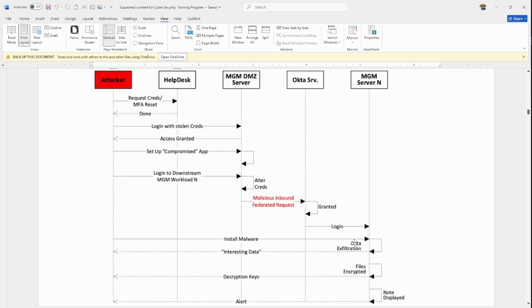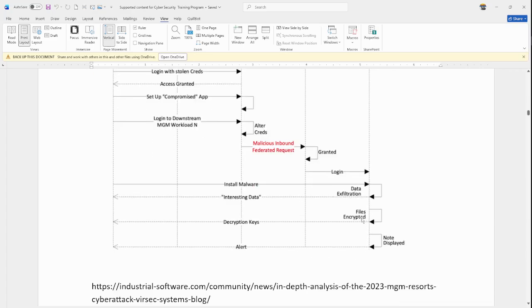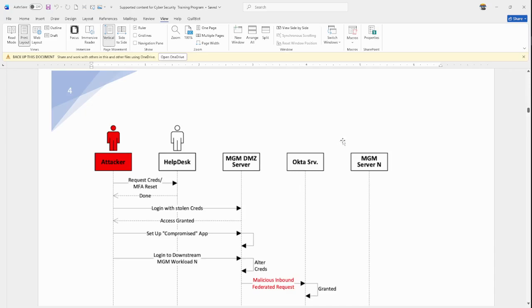Malware is something that will be pulling your data, knowingly or unknowingly, and sending it out. Interesting data, you see it here: who the customers are, and all their important files, he got them. He transferred them. Then a note was displayed, so he alerted. This is how one particular organization got attacked.